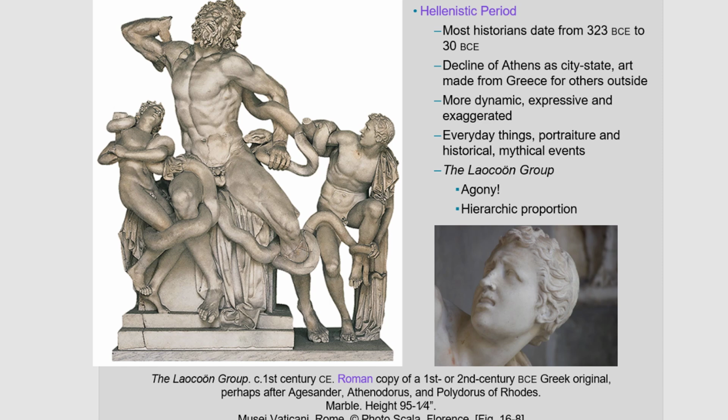This Hellenistic period is defined by much more dynamic, expressive, and exaggerated sculptures, as you can see here, but also everyday things, portraiture of people, historical, mythical events, etc. This group here, too, you can see it's very theatrical. Again, this is a Roman copy of the Greek original, and we have total and utter agony. We also see a return to hierarchical proportion, where this guy, as the father, is more important than the sons for story purposes, and therefore is much larger, like he would be a giant even amongst his sons there. And you can see the agony in the face.